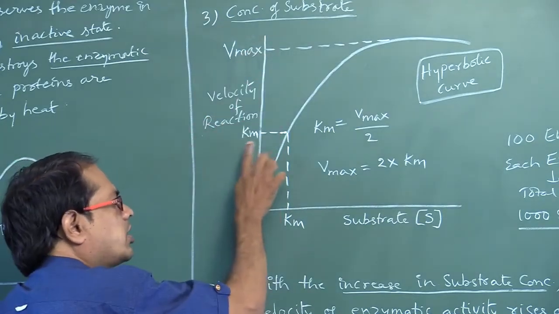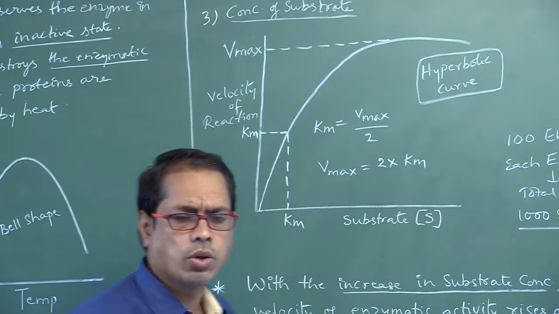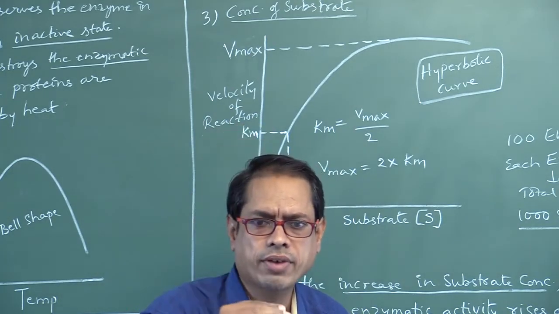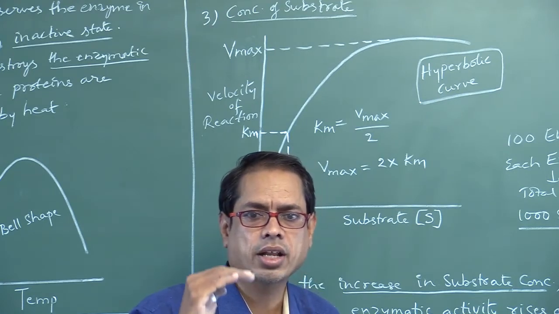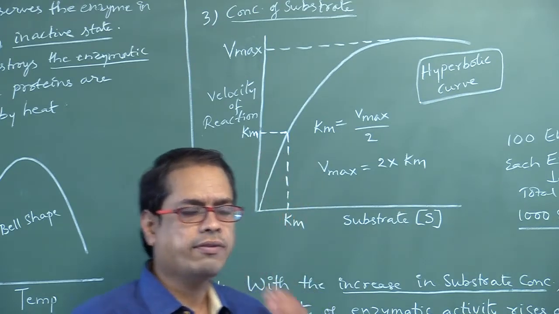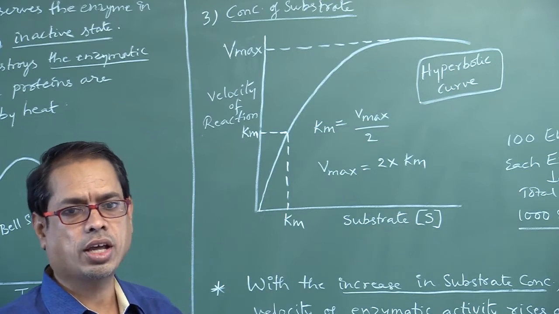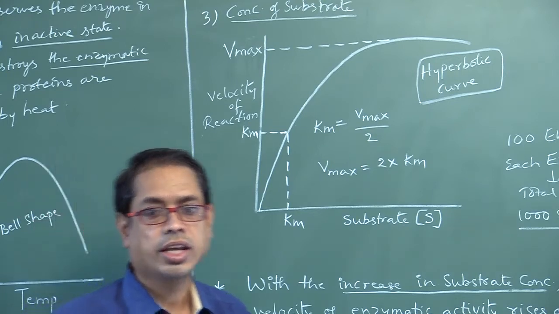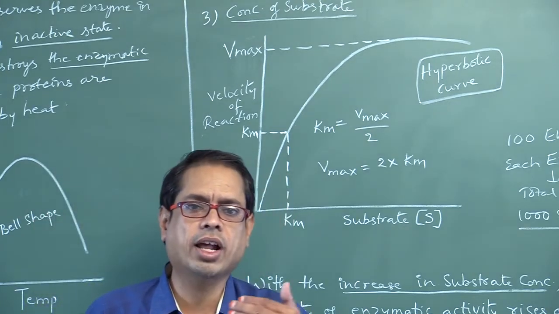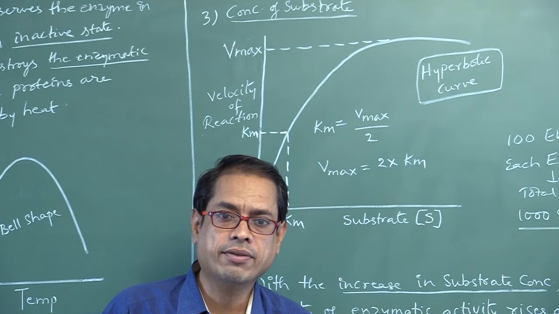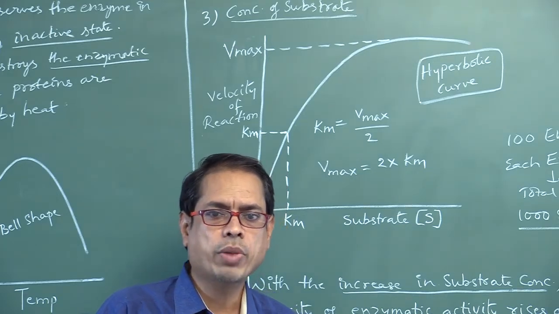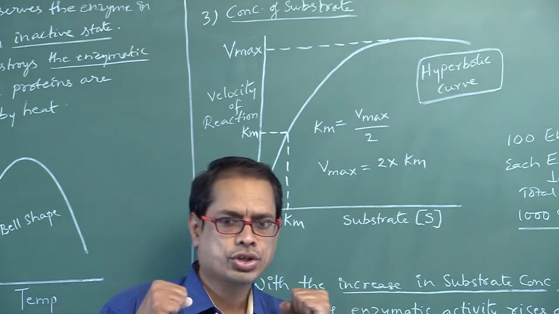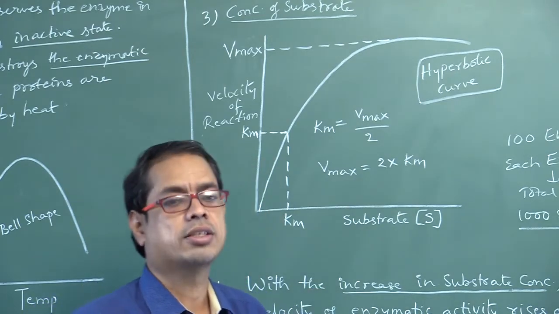Half of the maximum velocity is called Km value. What is Km? Michaelis-Menten constant. Half of the maximum velocity is called Michaelis-Menten constant. Km value is an inverse measure of affinity of the enzyme to the given substrate. Inverse measure means inversely proportional. High Km value indicates low binding of the enzyme to the given substrate. Low Km value indicates strong binding of the enzyme to the given substrate.